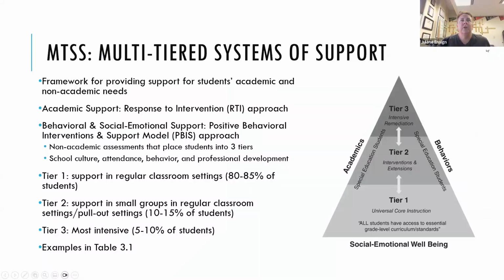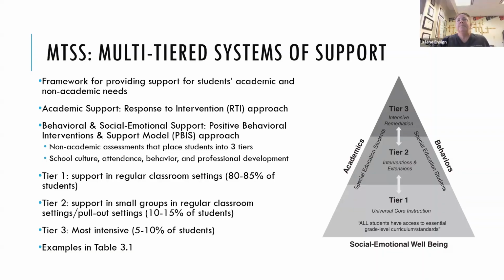All right, let's talk a little bit about multi-tiered systems of support. I'll give you a little graphic here. This is straight from your book, but you can see most students are going to fall into tier one. This is 80 to 85% of students. And that means that they get the same lesson, taught the same way. They're in a traditional classroom setting. They're doing the same work as their peers, and they're expected to perform to the same grade level standards. This is the bulk of the students who you will be teaching.